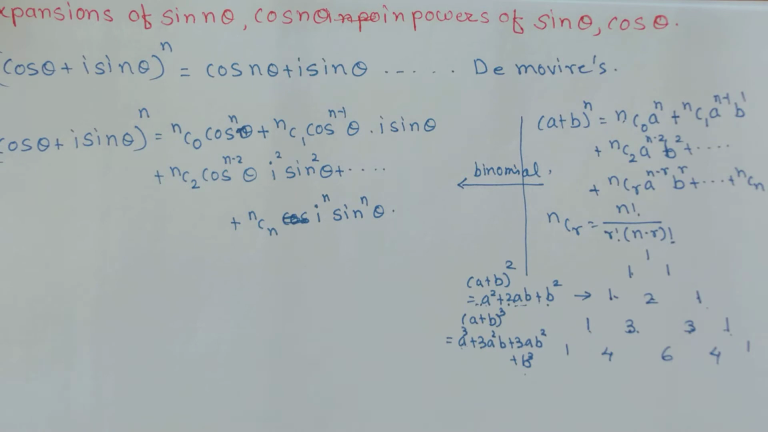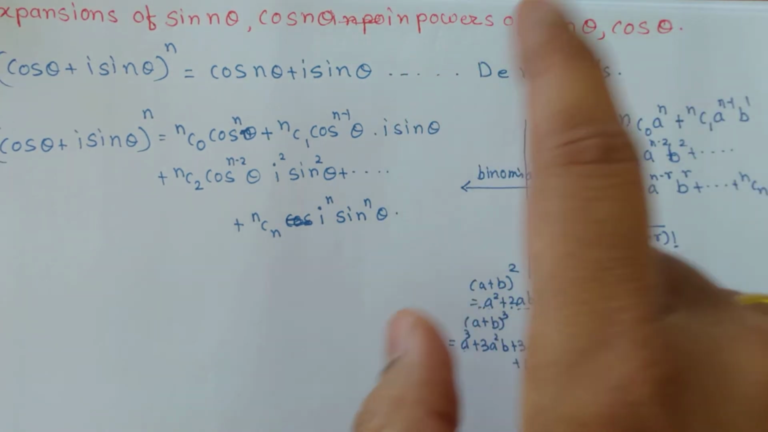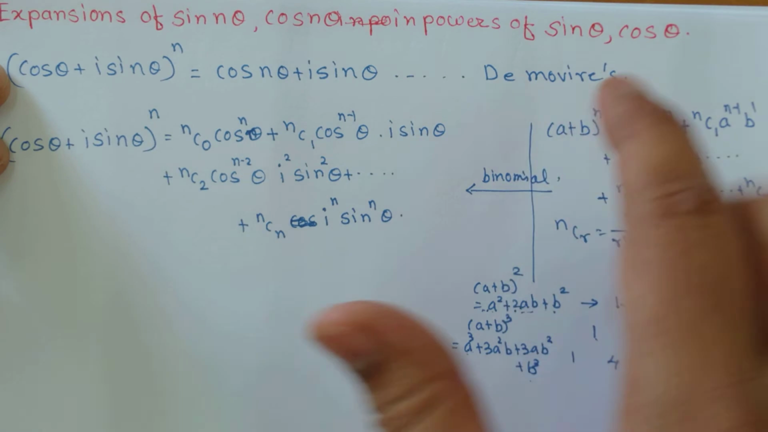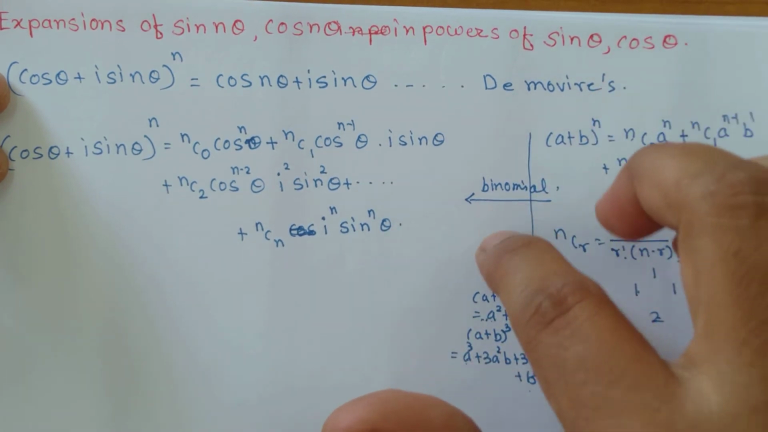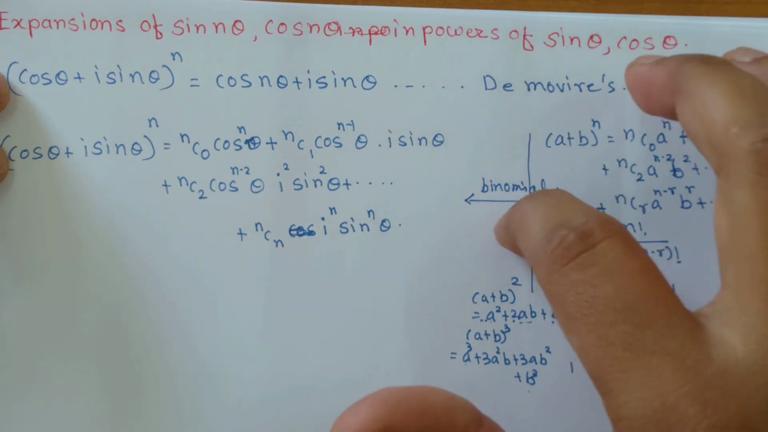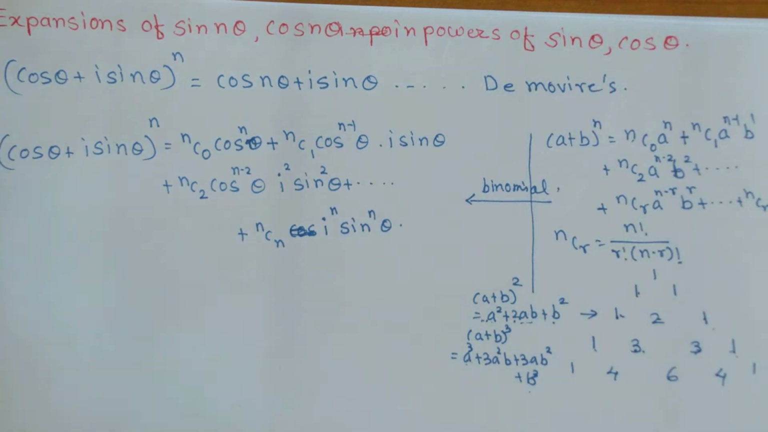So hence what I am saying, to find the expansions of sin n theta and cos n theta in powers of sin and cos, we will follow the expansion of this particular bracket, which is given by De Moivre's theorem as well as by the binomial expansion. So we are going to follow both ways to get the answers. Let's begin with a simple example first, which will give you a clearer idea of what exactly we are expecting here.